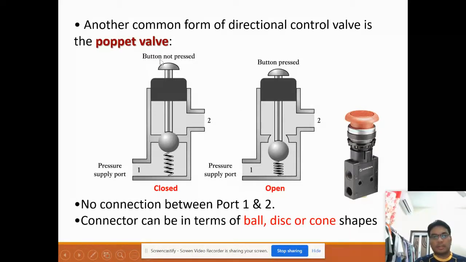When the button is not pressed, the valve is closed. When it is pressed, the air supply can flow towards your system, the output number 2.